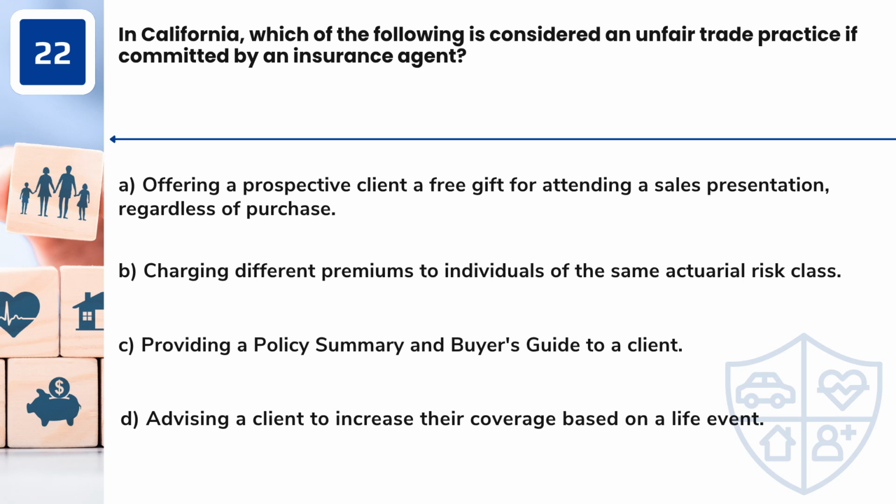Question 22. In California, which of the following is considered an unfair trade practice if committed by an insurance agent? A. Offering a prospective client a free gift for attending a sales presentation, regardless of purchase. B. Charging different premiums to individuals of the same actuarial risk class. C. Providing a policy summary and buyer's guide to a client. D. Advising a client to increase their coverage based on a life event.